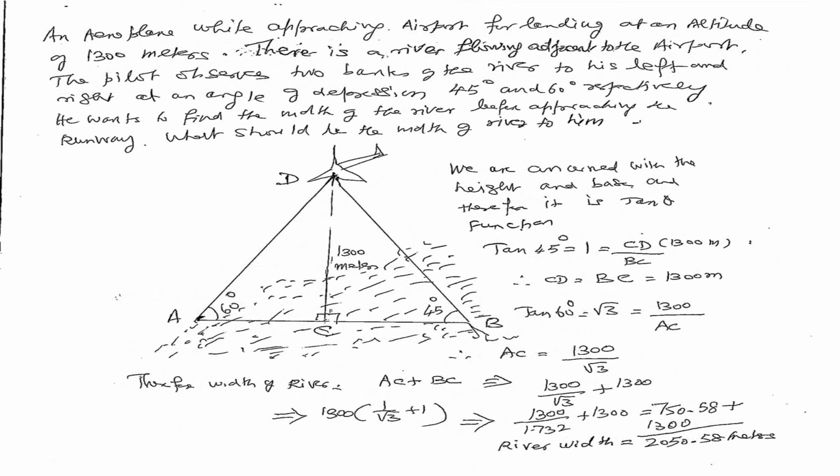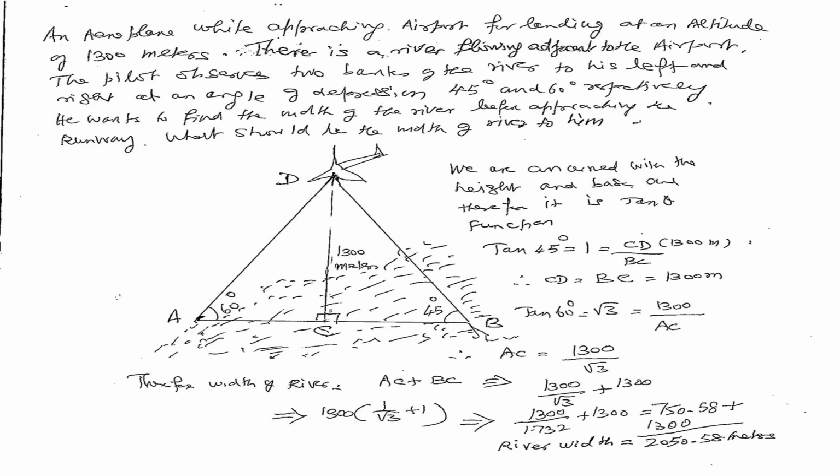An aeroplane, while approaching an airport for landing, flies at an altitude of 1,300 meters. There is a river flowing adjacent to the airport runway. The pilot observes two banks of the river to his left and right at angles of depression 45 degrees and 60 degrees respectively. He wants to find the width of the river before approaching the runway. What should be the width of the river to him?